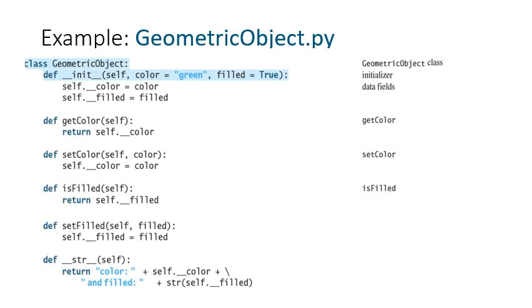Class GeometricObject, def __init__(self, color='green', filled=True). That is the geometric object class initializer and its data fields. Get color is used to get the color, so it returns self.__color. Set color is used to set the color, so self.__color equals color. And isFilled, by default it is true, whether it is filled with some color or not. And set filled is used to set the filled value. And def __str__(self) returns color, self.__color, and filled, str(self.__filled).